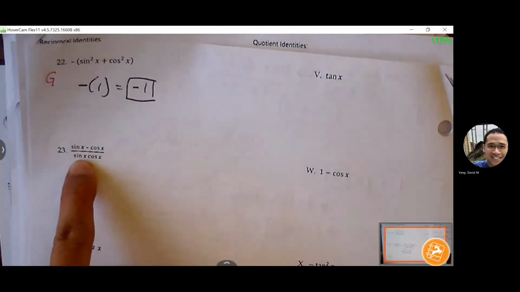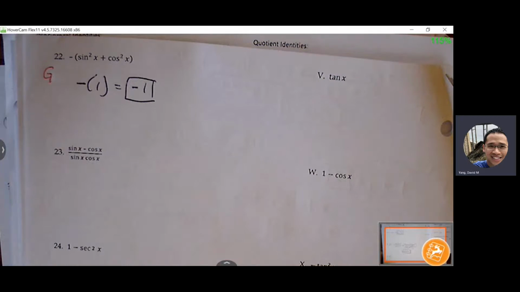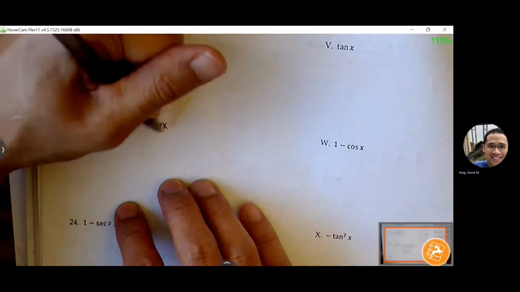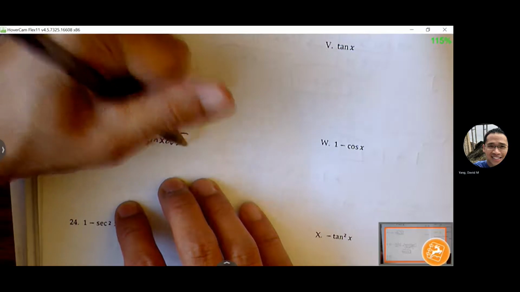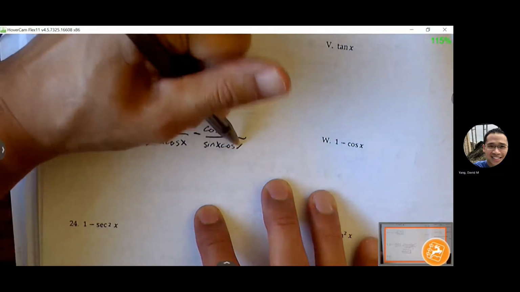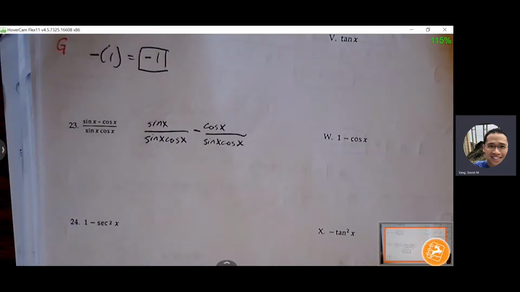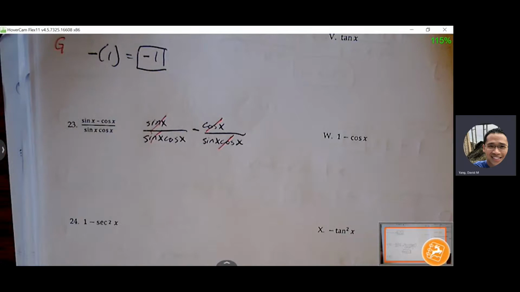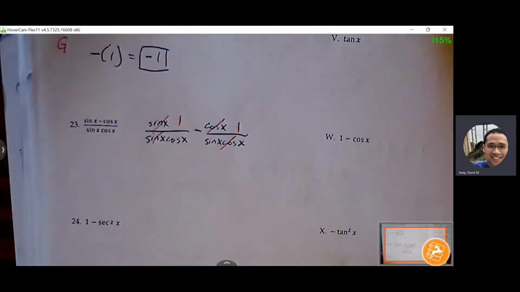23. It's one messy fraction. There's no exponents involved here, but we can maybe separate into individual fractions and then break it down from there. Reduce, reduce, and simplify. We got 1 over cosine x minus 1 over sine x. Reciprocal identities.